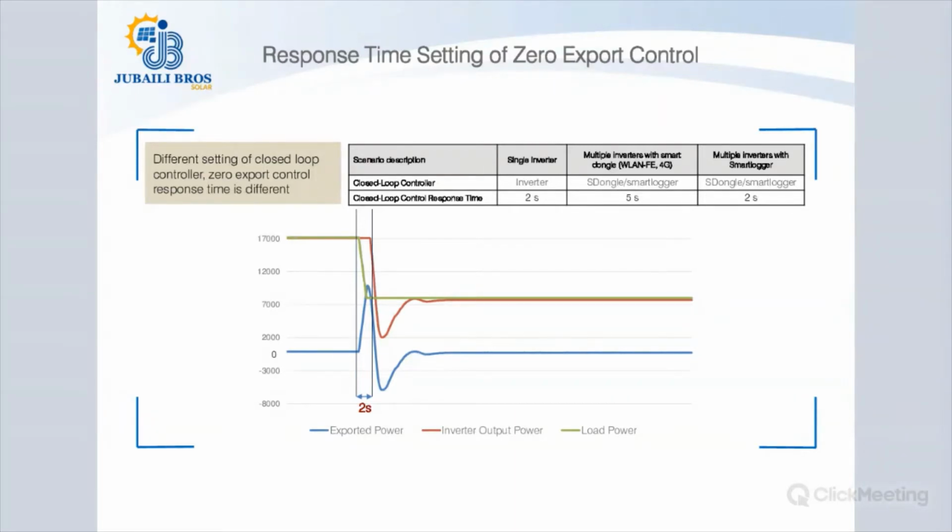Here we can see the response time settings of the zero export control. As I mentioned earlier, with the single phase, it takes 2 seconds to respond to the variation in the power output. With multiple inverters with WLAN FE and 4G, it takes 5 seconds between observing the high inverter output and observing the low load consumption and directly regulating the output based on the load. So it will happen within 5 seconds. And for multiple inverters with a smart logger, it will be done within 2 seconds.